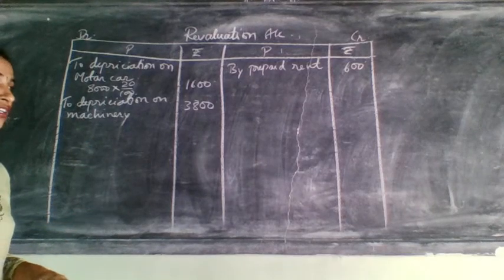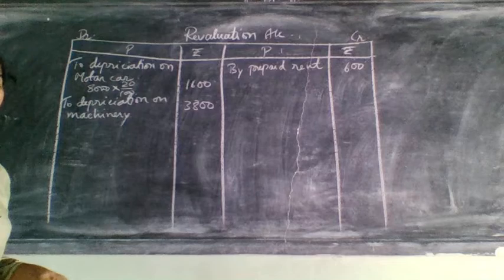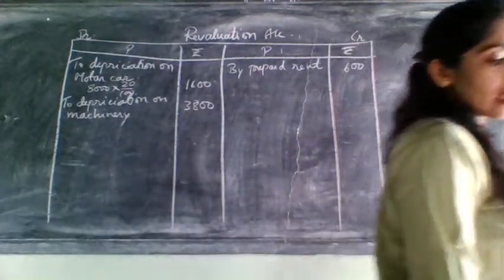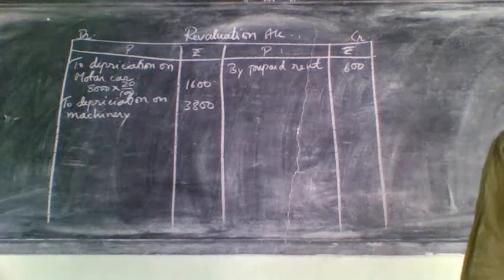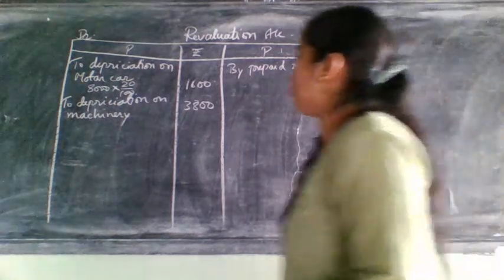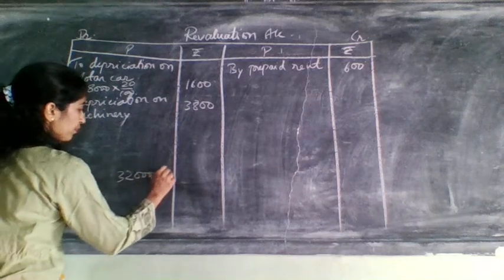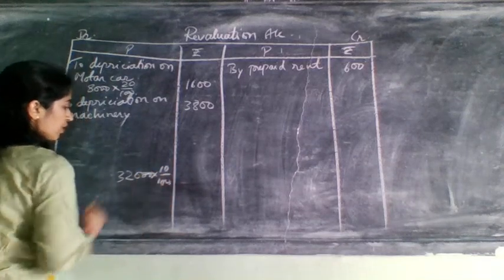First let us find out how much it will come to. What is the debtor amount there? The debtor amount is 32,000. For this 32,000 they said 10%. 32,000 at 10% means it will come to how much?